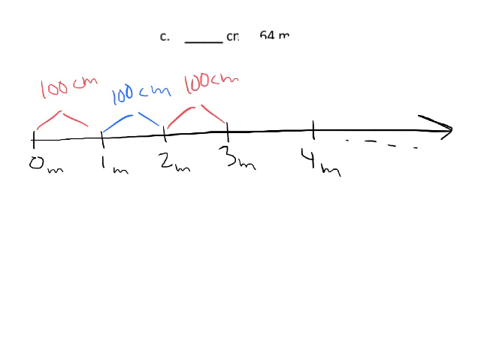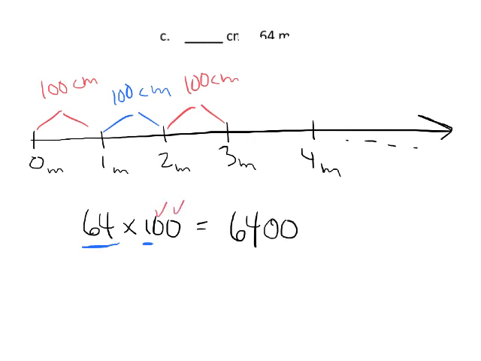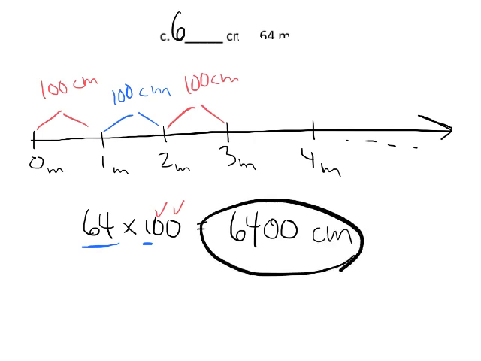So if I have 64 meters, I'm going to multiply by 100, and that's going to give me the number of centimeters. So 64 times 100 is super easy. You just do 64 times 1, and that gives us 64. And then because there's 2 zeros, we just stick on 2 zeros. So the answer is 6,400 centimeters in 64 meters.